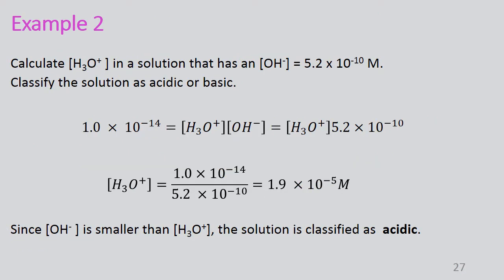All right. Calculate the H3O plus concentration in a solution that has an OH negative concentration of 5.2 times 10 to the minus 10th molar. Again, then classify it as acidic or basic. So again, there's our equation, 1 times 10 to the minus 14th equals H3O plus times OH negative. This time we know the OH negative concentration, so we plug that into the equation. Now we take 1 times 10 to the minus 14th divided by 5.2 times 10 to the minus 10th, and we get 1.9 times 10 to the minus 5th molar. This is still negative, so it's considered acidic.